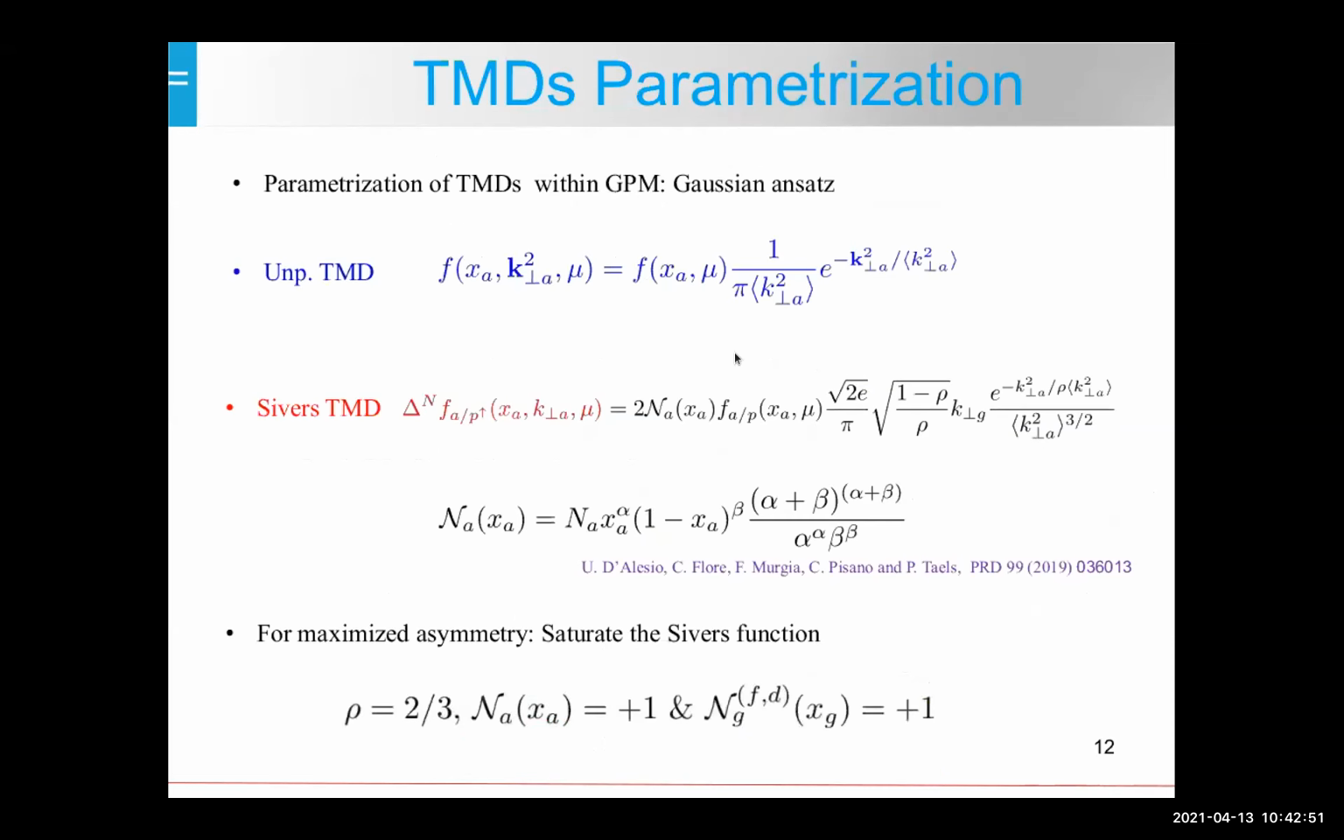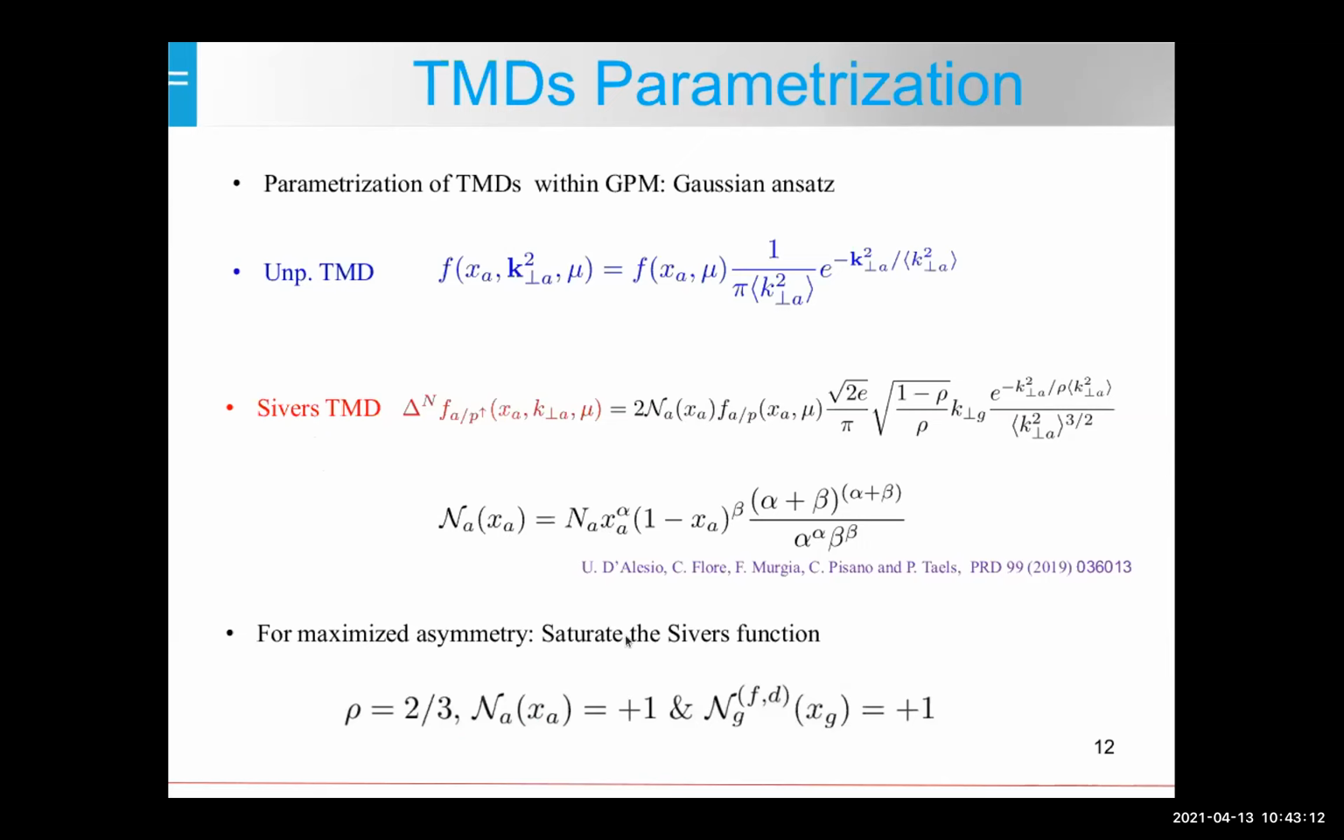For numerical purposes, one needs to parameterize the TMDs. We consider the GPM, in which the unpolarized TMD is factorized into the collinear PDF times the Gaussian form. Similarly, the Sivers function is parameterized in this form. We give the maximized Sivers asymmetry results.